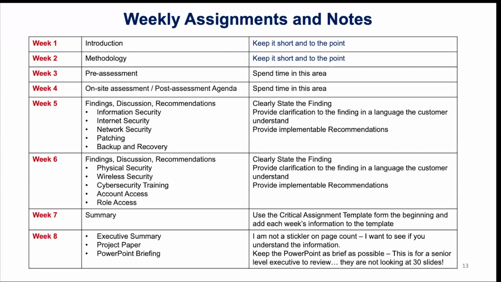Going into week 6, weeks 5 and 6 are basically laid out the same. It just splits it up across 2 weeks, because in the second week you'll look at physical security, wireless, training, account access, and role-based access controls. Week 7 is just a summary. If you do this properly, all you're doing in week 7 is cleaning up and making administrative updates.